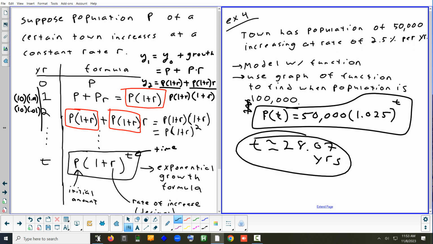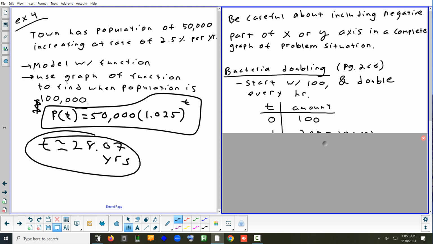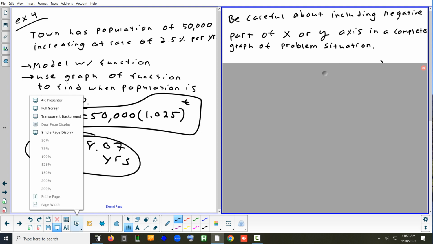Another way I could have asked that question to you is when, given all the information, when would the population be doubled? 100,000. Okay, same question. Okay, so as always, when you graph, be careful about including negatives. A lot of times negatives don't make sense because we're usually measuring time. Can't have negative time. And an amount can't have a negative amount.